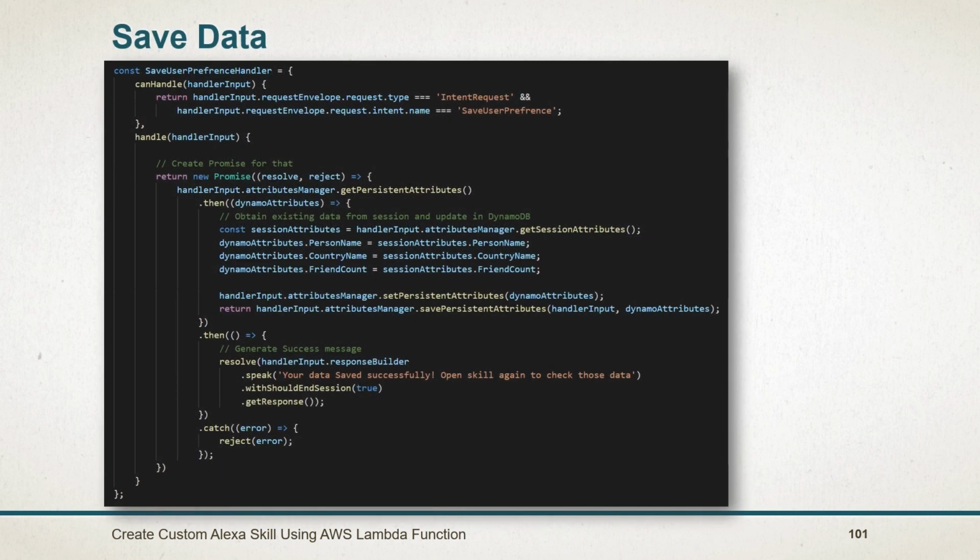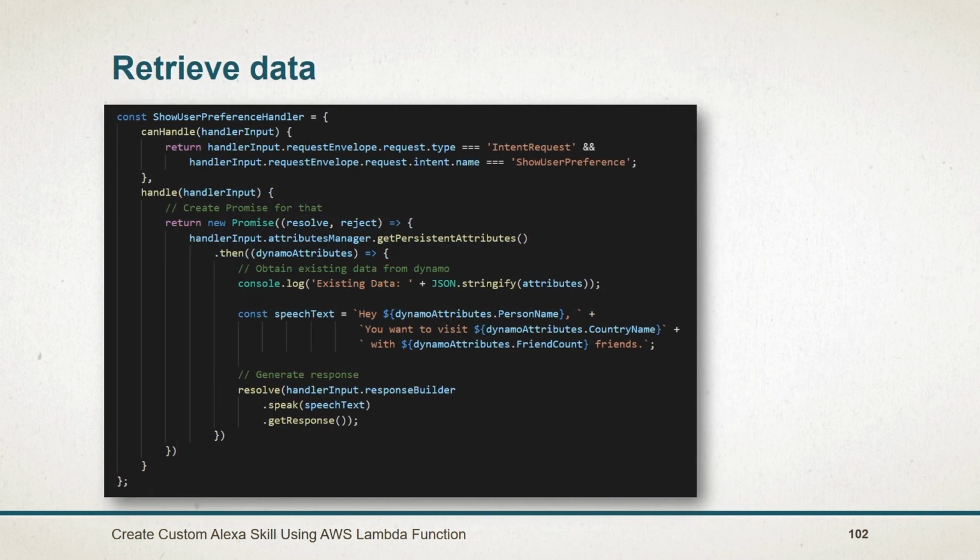Here is the save preference handler. Here we have created a promise and retrieved existing data. By using setPersistentAttributes method, set data, and savePersistentAttributes method to save that data. After this, we have generated a response and passed it in resolve method. Here is the show user preference handler. Again, here we need to use promise. Use getPersistentAttributes method to obtain all attributes, generate a string for speech, and pass it in resolve method.